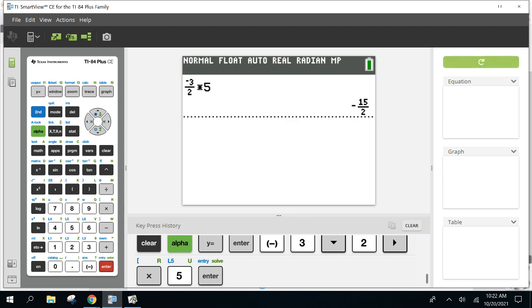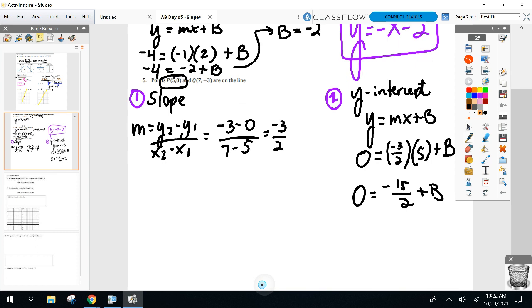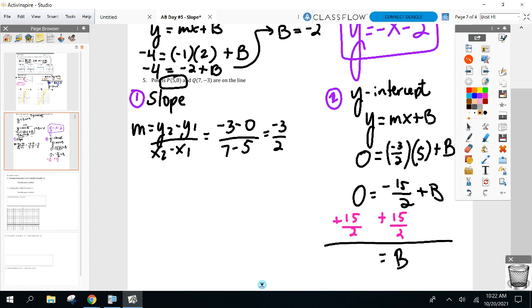-15 halves. How are we moving that over? We'll solve for y. At least multiply. I mean, you add. Yep, because it's negative, so I want to move it over. Yep, add it over. Add 15 halves. So my y-intercept is 15 halves.